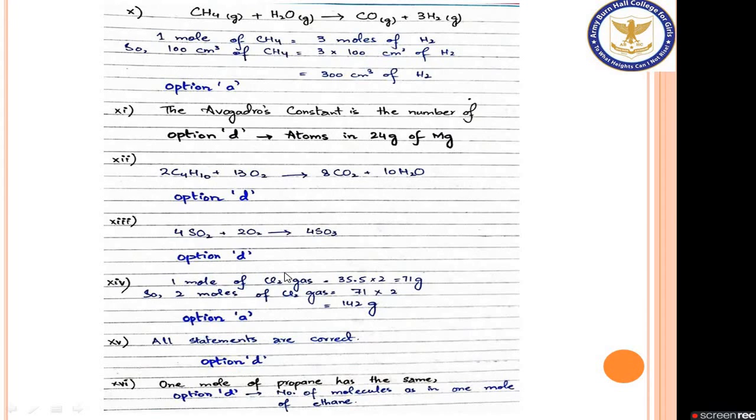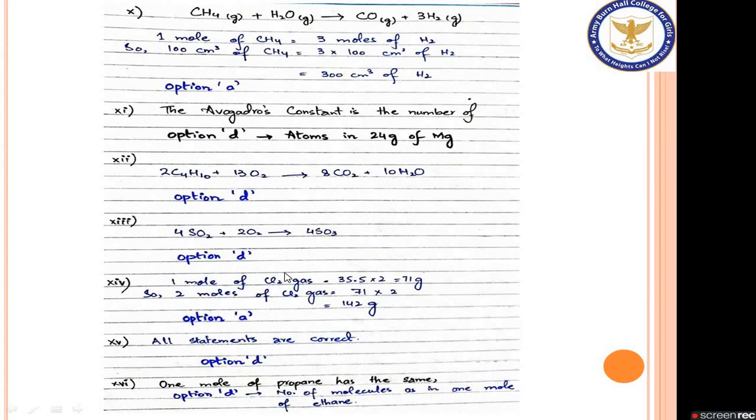15th one. Which of the following statements is incorrect? In option A, they have given that 12 grams of carbon contains 1 mole of atoms. This is correct. 28 grams of nitrogen gas contains 1 mole of molecules of nitrogen. This is also correct. In option C, 1 cubic decimeter of a 1 mole per cubic decimeter solution of NaCl contains 1 mole of chloride ions. This is also correct.